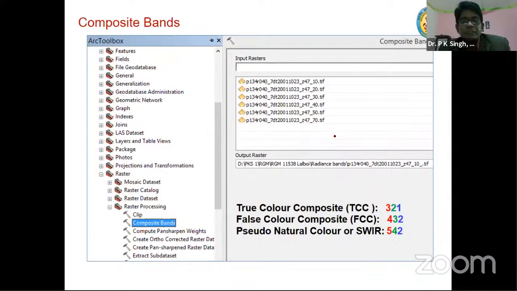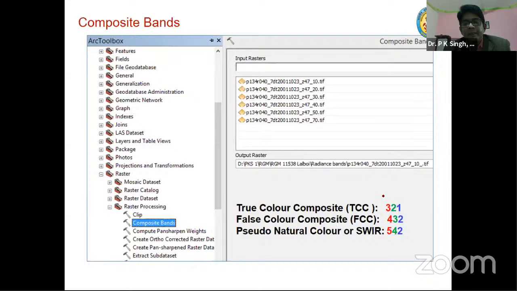In color composites, there are some standard names. One is true color composite. True color composite means it will give you the feeling of true color, how the actual object looks. Suppose a forest, you are looking from the top of the forest from the sky, how it actually looks. If you are preparing that type of composite, then it is true color. To make a true color composite, you have to give the color corresponding to the actual band.